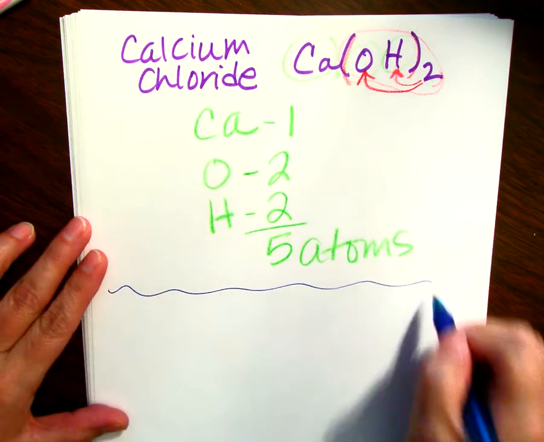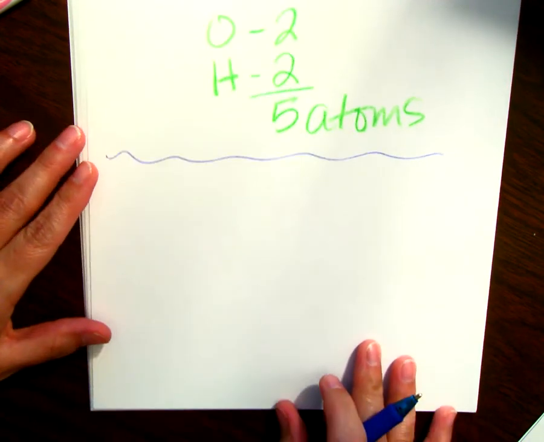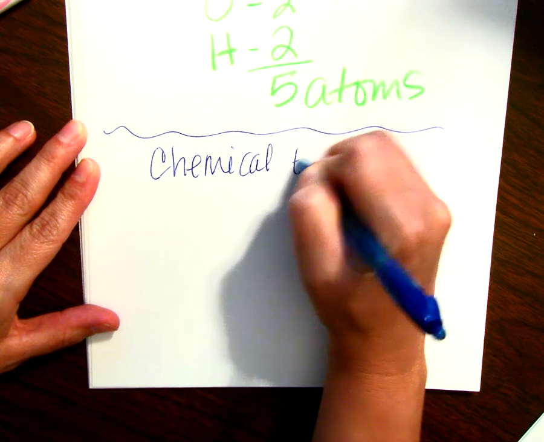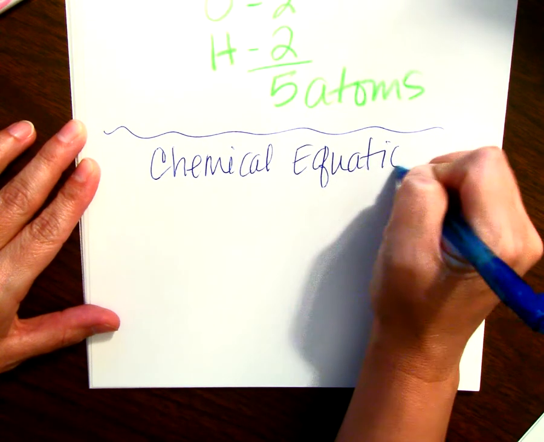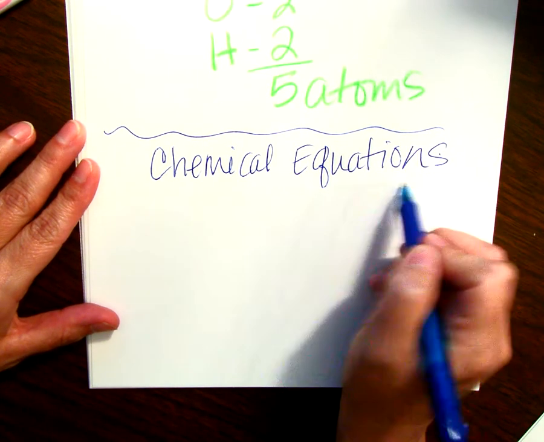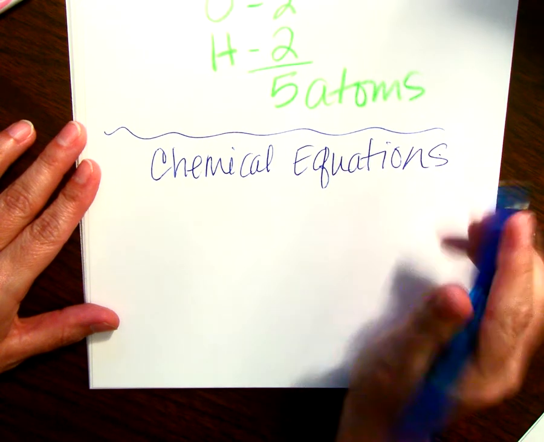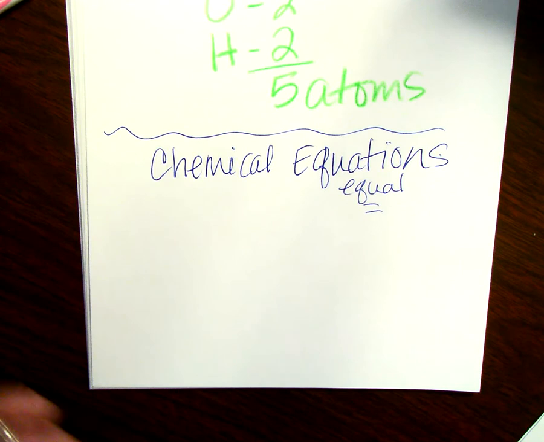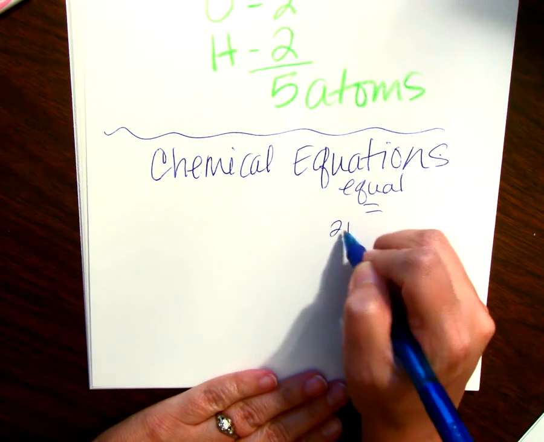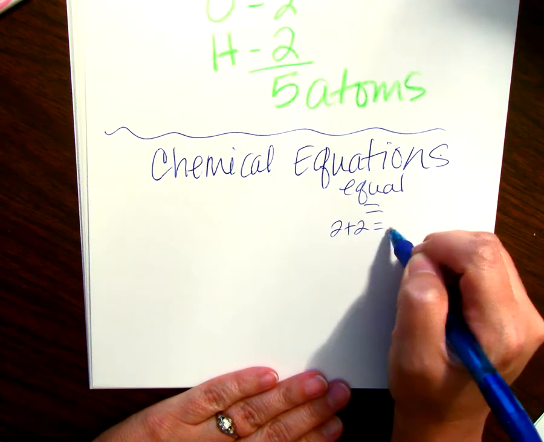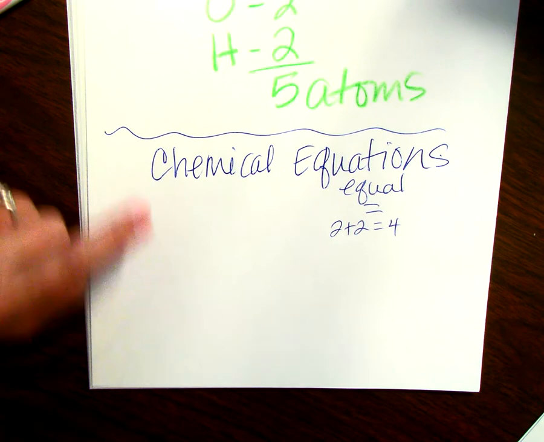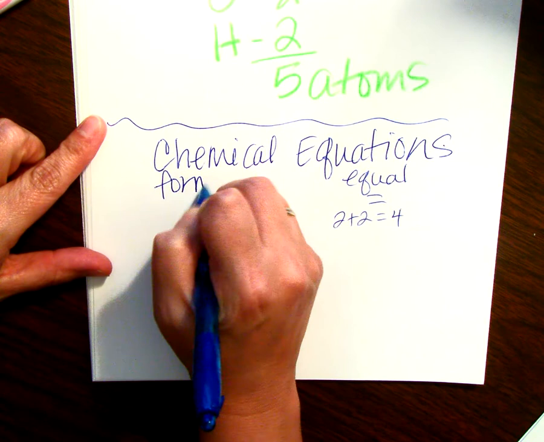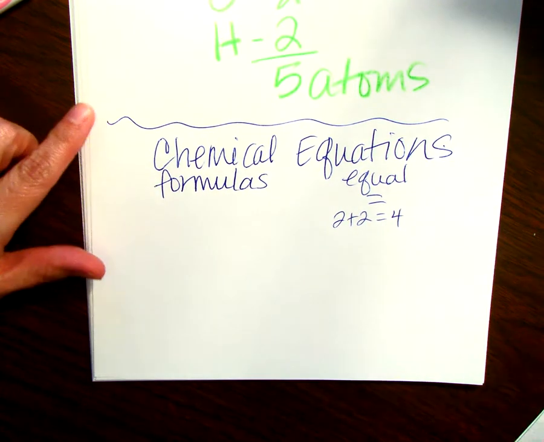All right, something new here. Let's start talking about chemical equations. Equations means that there's something equal to something. The word equal is there. So there will be an equal sign. That means something in front of it equals something behind it. But we're going to be talking about chemical reactions, so we're going to be talking about chemical formulas.